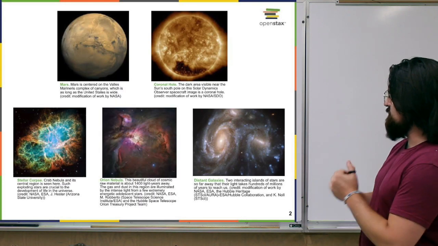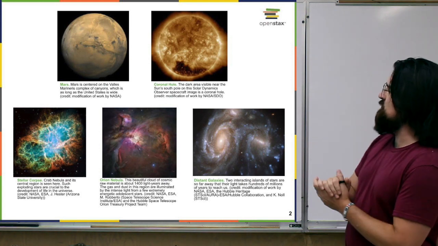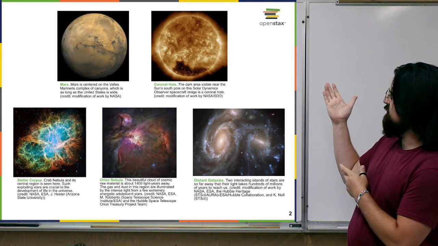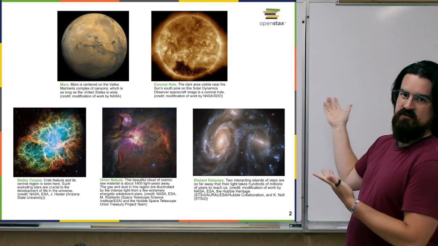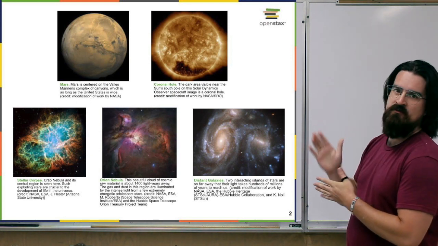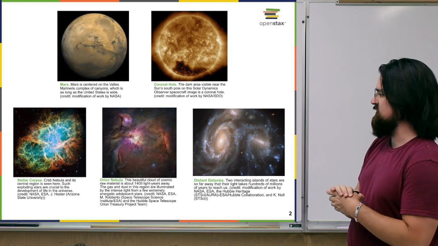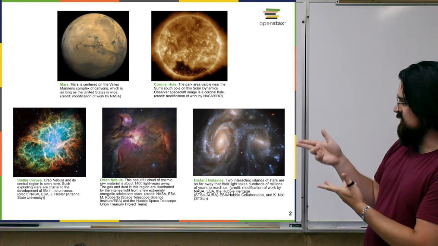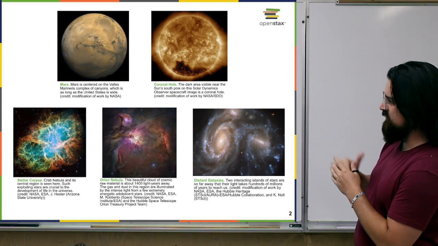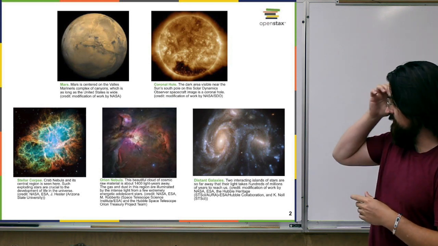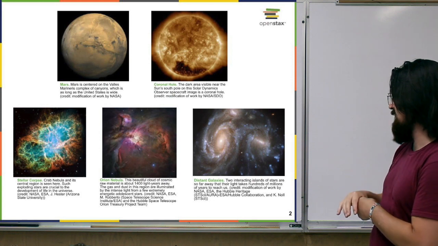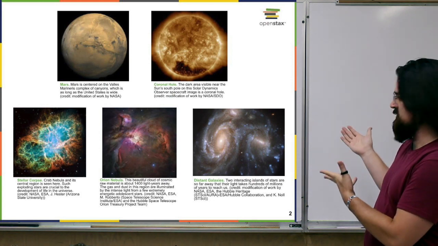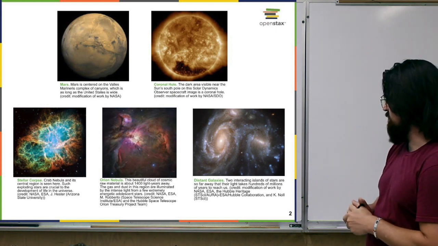Just to start out with some nice pictures: Mars, and a picture of the sun, though it's not how the sun normally looks to our naked eye. We'll get into some of the different kinds of pictures later. Here we see what's known as a planetary nebula, particularly the Crab Nebula. There's also a regular nebula, the Orion Nebula, and a picture of some galaxies, a couple of galaxies actually colliding and merging.